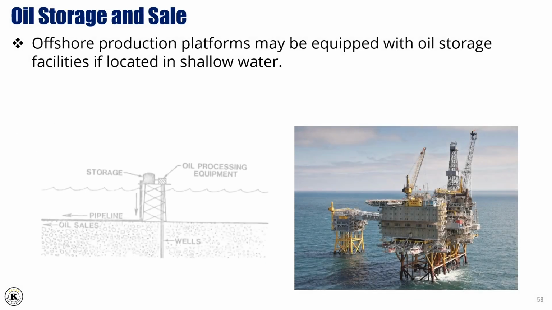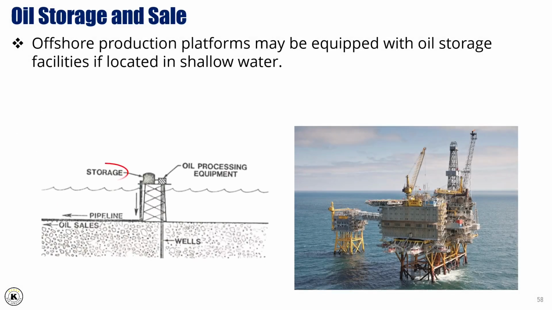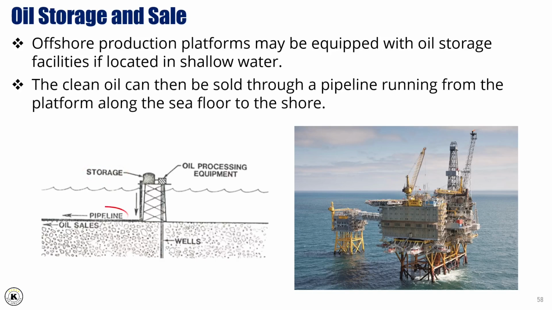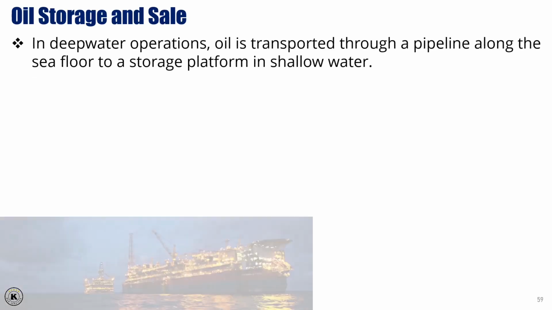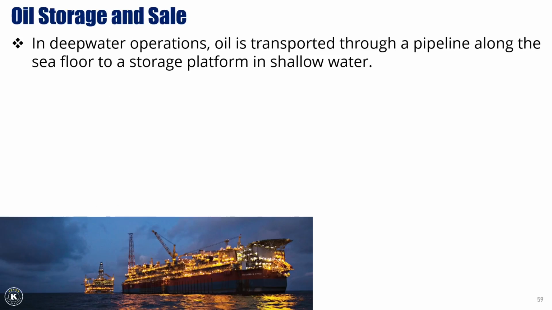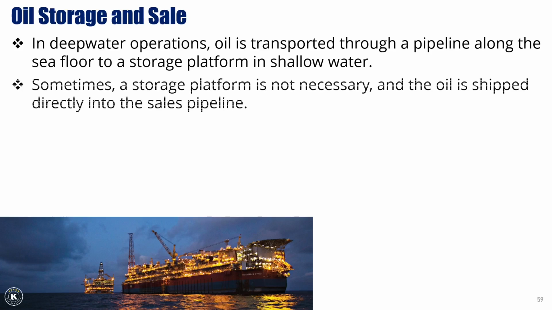Offshore production platforms may be equipped with oil storage facilities if located in shallow water. The clean oil can then be sold through a pipeline running from the platform along the seafloor to the shore. In deep-water operations, oil is transported through a pipeline along the seafloor to a storage platform in shallow water. Sometimes, a storage platform is not necessary, and the oil is shipped directly into the sales pipeline.